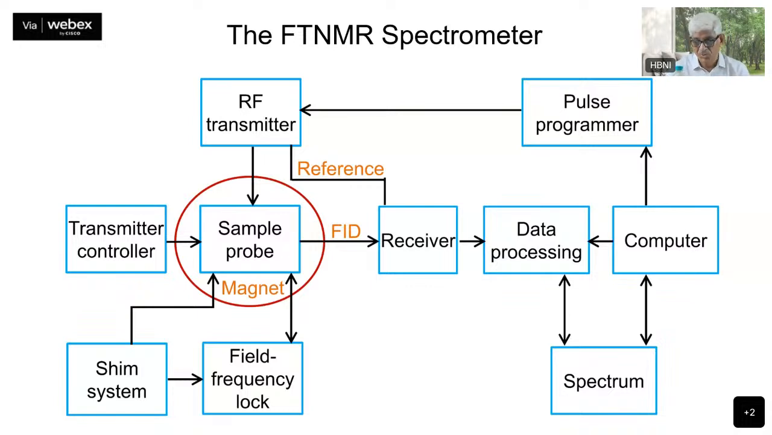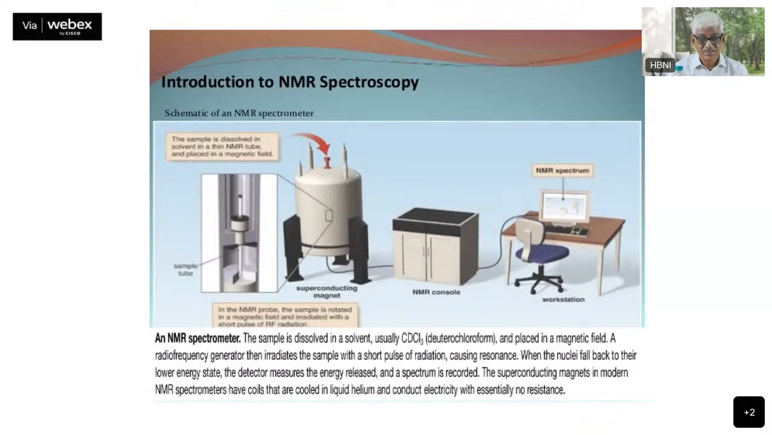There are basically 3 components of the spectrometer, as this slide shows you. You have the magnet here, the console here, and then you have the workstation. So this is the modern spectrometer. Of course, in the early days, these were not like this. They were huge, with electromagnets and things like that, but we will not worry about that. This is the current scenario of what a spectrometer looks like.